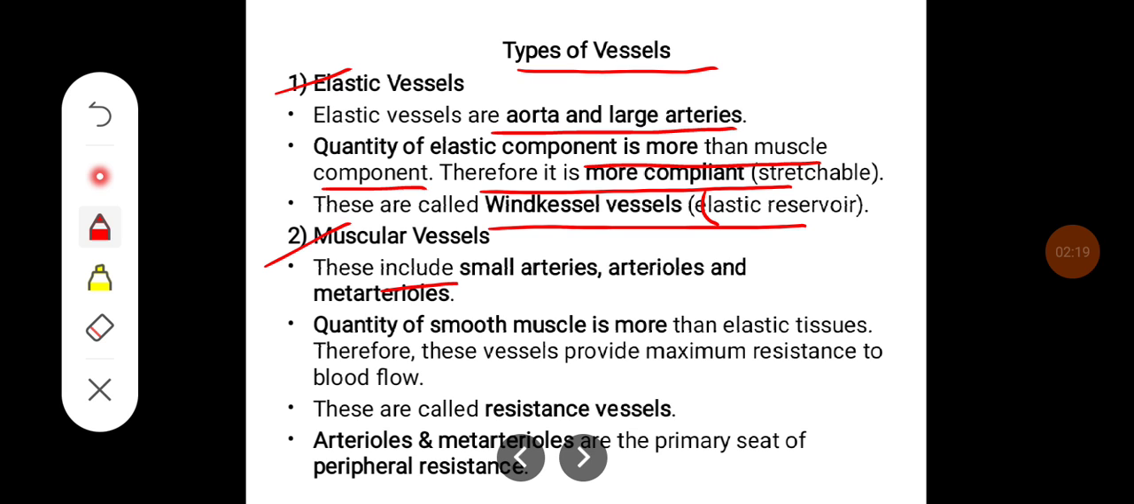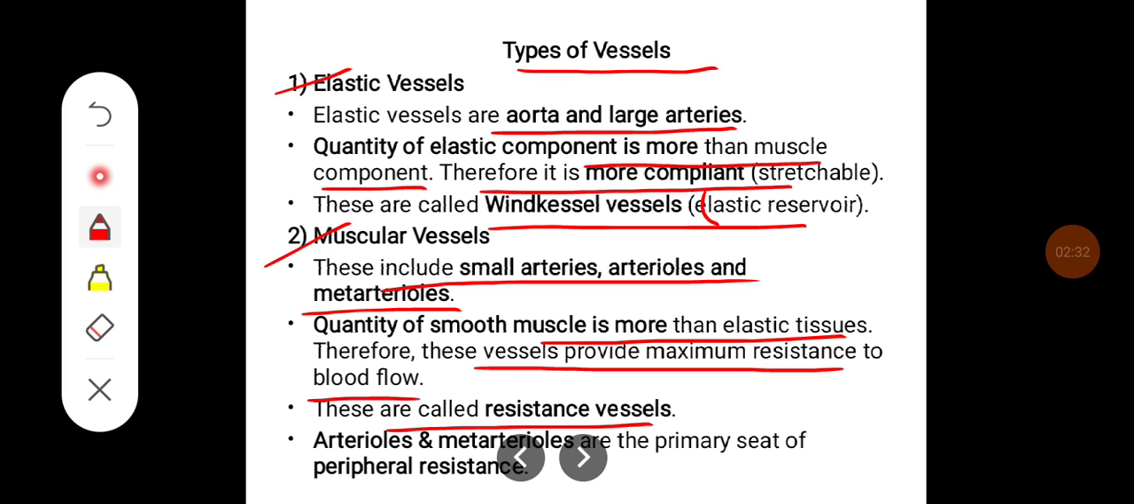Muscular vessels. These vessels are small arteries, arterioles, and meta-arterioles. The quantity of smooth muscle is more than elastic tissue. Therefore, these vessels provide maximum resistance to blood flow. These are called resistance vessels. Arterioles and meta-arterioles are the primary seat of peripheral resistance.